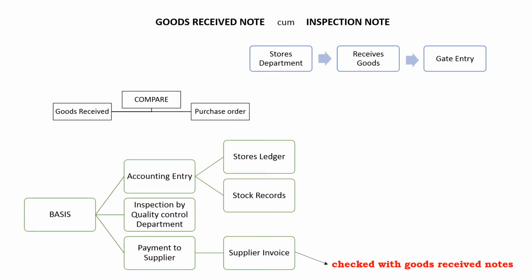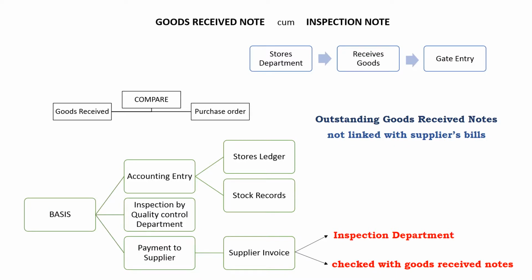One copy of such note is also sent to the inspection department, who after inspection of materials approves the note for the stores department to receive the materials. Outstanding goods received notes, which are not linked with suppliers' bills, enable the accounts department to estimate at the year end the liability for goods purchased for which suppliers' bills are not received.